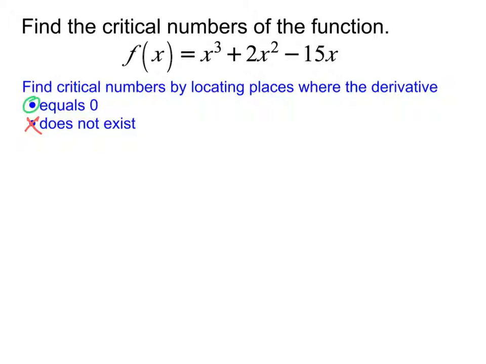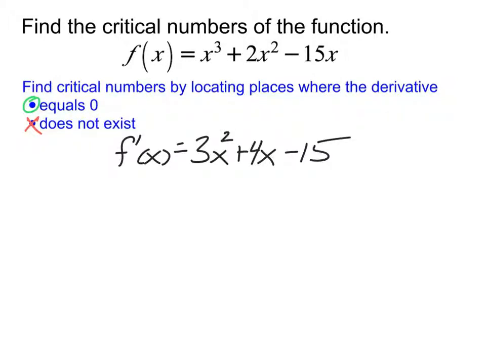All right, so then the next thing we have to worry about is looking for where the derivative equals 0. In order to do that, first up, find the derivative. So find f prime of x, please. And so when we find our derivative, we end up with 3x squared plus 4x minus 15. And we then need to look to see where does that equal 0. So you're going to go 0 equals 3x squared plus 4x minus 15.